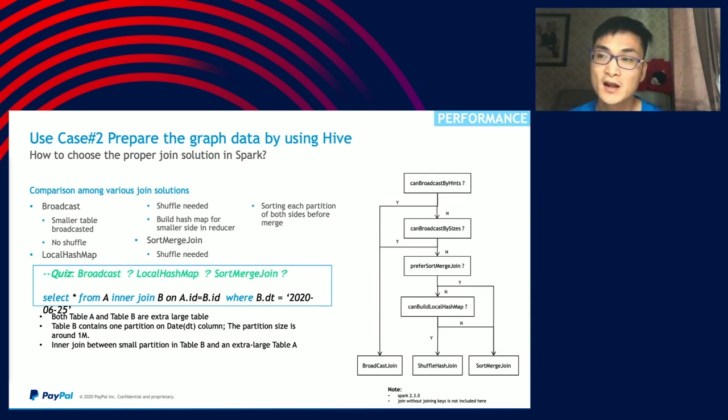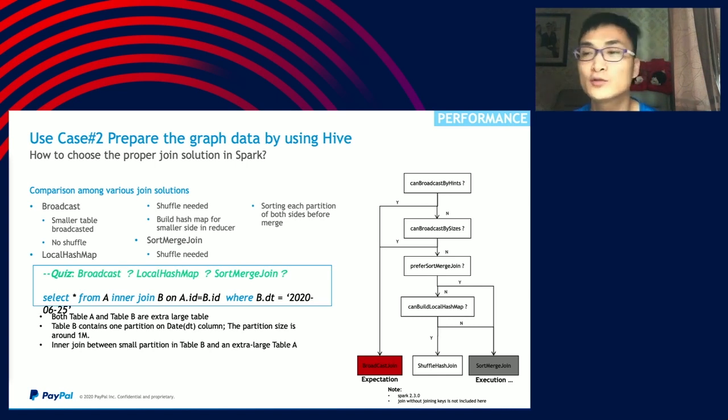But what join solution will Spark choose for execution? What's your answer? I think maybe many of you will choose the broadcast join, just as I did. But the reality is, broadcast join is expected, but the sort merge join is selected for execution. I think all of you want to know why. Let's try to illustrate this.